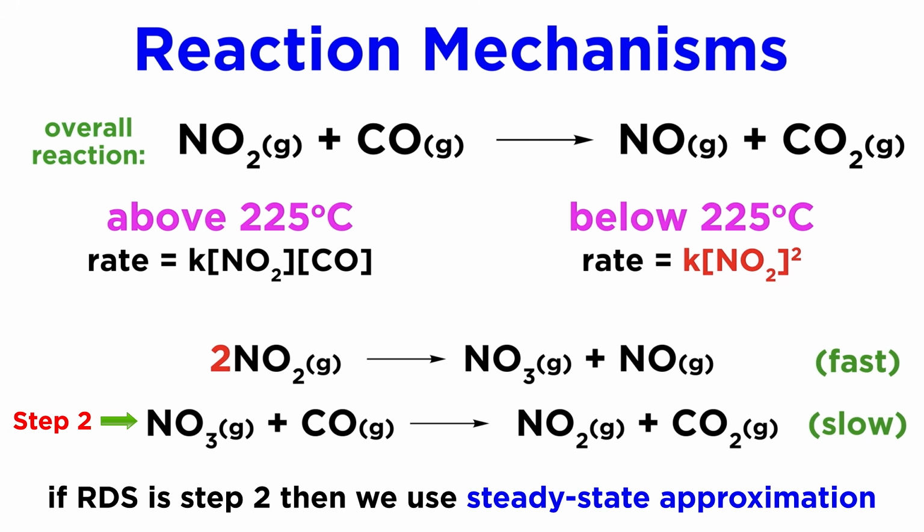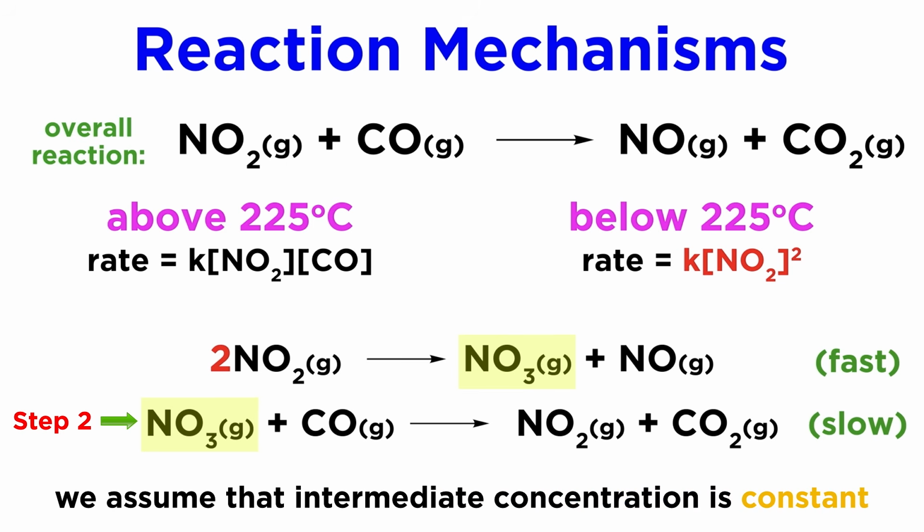In the case where the rate-limiting step is not the first step, something called the steady-state approximation can be used to determine the rate law. This involves the assumption that the concentration of a reaction intermediate remains constant over the duration of a reaction, because the rate at which it is being produced by one elementary reaction is equivalent to the rate at which it is being consumed in another elementary reaction.